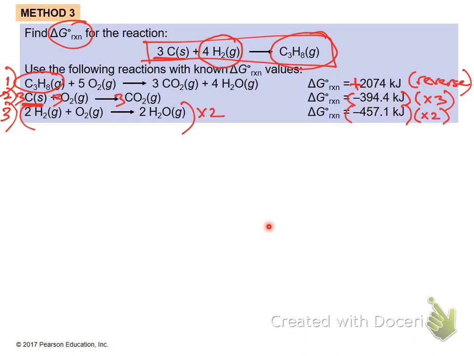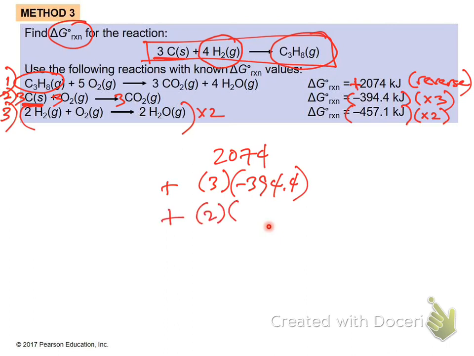So now we have positive 2074 plus 3 times negative 394.4 plus 2 times negative 457.1.